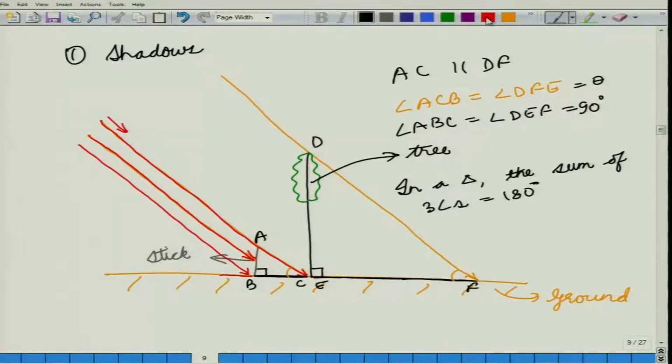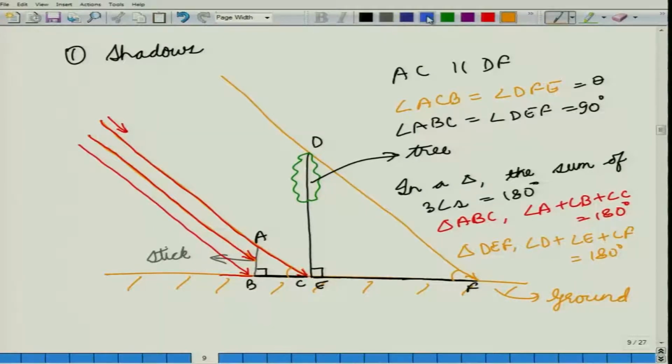So, in the first triangle, in triangle ABC, we have angle A plus angle B plus angle C is equal to 180 degrees. Similarly, in triangle DEF, we have angle D plus angle E plus angle F is equal to 180 degrees. From both of these, we can say that angle A plus angle B plus angle C is equal to angle D plus angle E plus angle F is equal to 180 degrees.